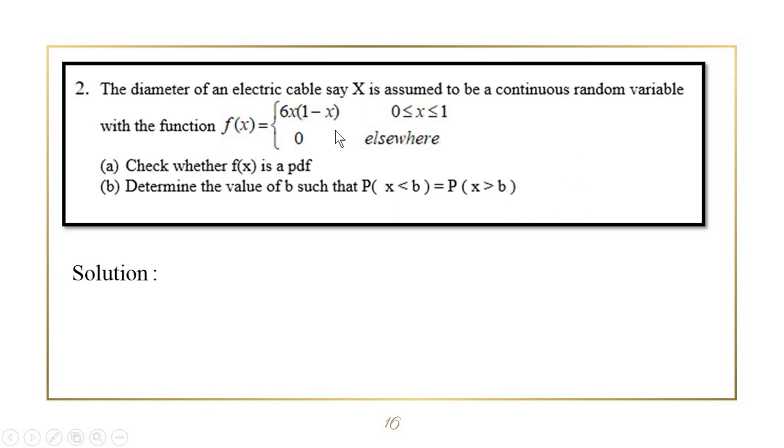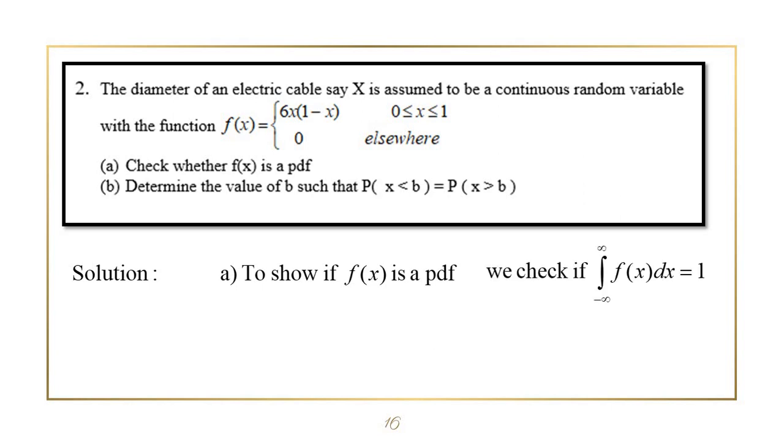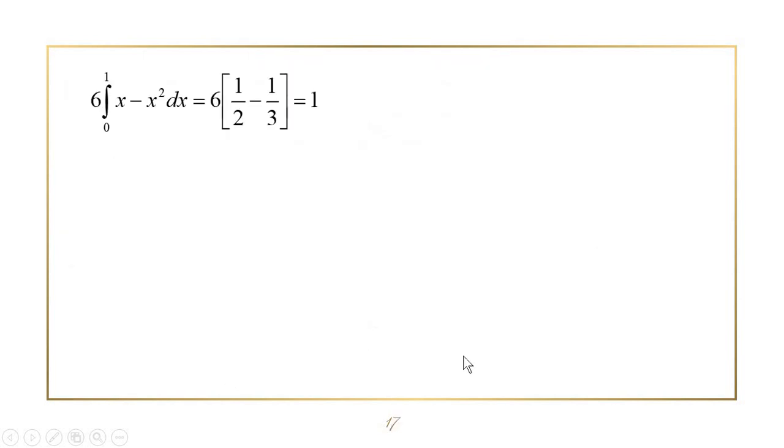First we have to check whether this function is a PDF, that is, whether the two conditions of a probability density function are satisfied. To show f of x is a PDF, we have to check whether the integral from minus infinity to infinity of f of x dx is 1. Here we integrate from 0 to 1 because the function is 0 outside this interval. You can use a calculator, and you will get 1. Thus the function is a PDF.